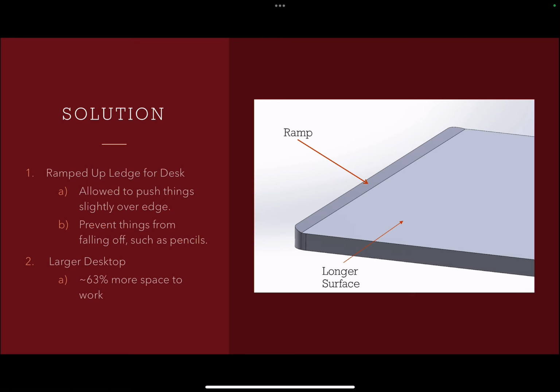And here's what those ideas really look like in a detailed CAD. So here you can see the ramp, and it's kind of self-explanatory. It'll allow me to push things a little bit over the edge, but it won't completely hinder my movement the same way the current ledge does. However, it still maintains the functionality of the current ledge. And of course, I've made the workspace much longer. In fact, it adds about 63% more area.